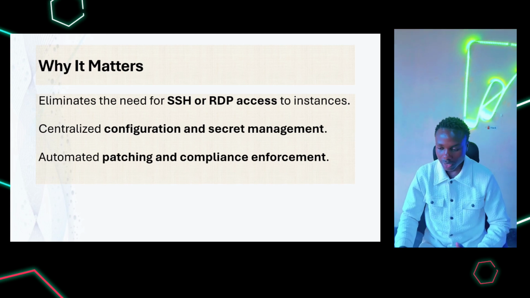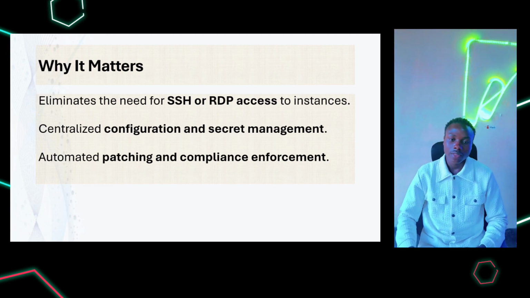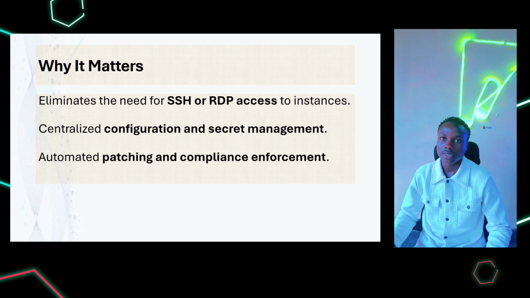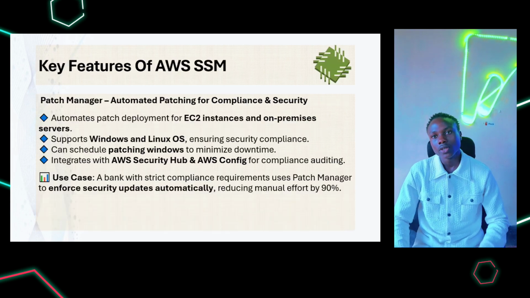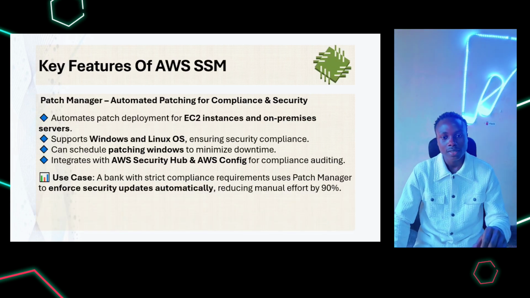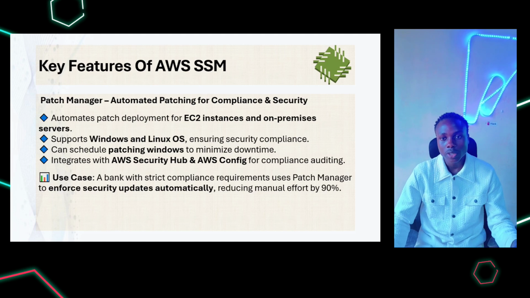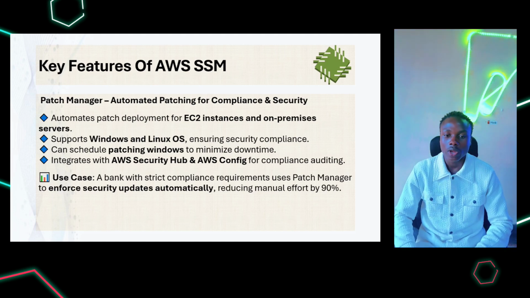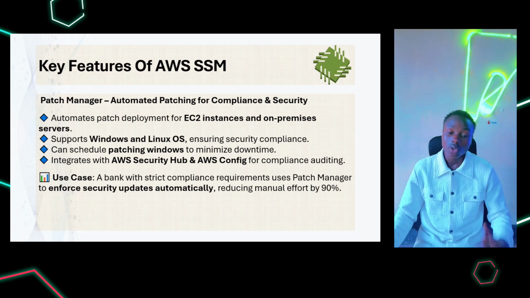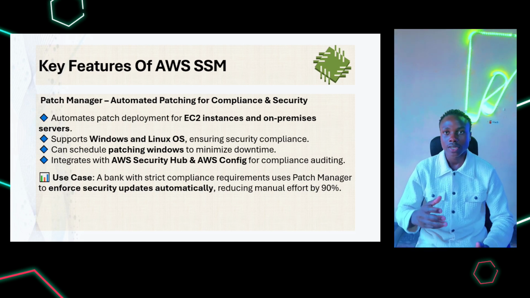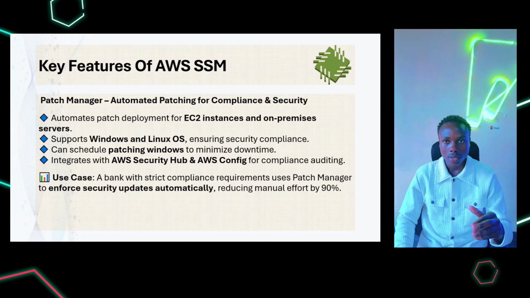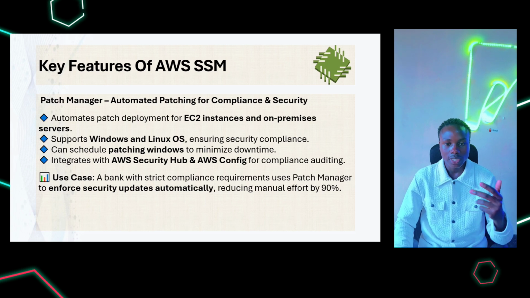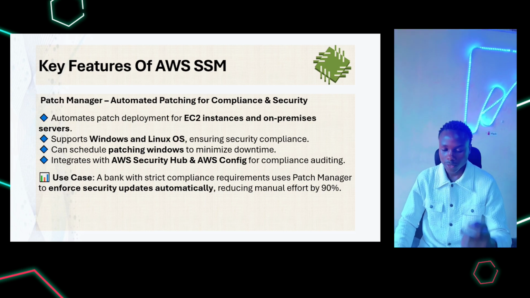The first reason for using AWS Systems Manager is that it eliminates the need for SSH or RDP access to your EC2 instances. Initially, you needed to SSH into EC2 instances, therefore requiring a Bastion host, which is also expensive for an organization. But in this case, you eliminate all that, and it also offers centralized configuration and secret management, so you don't need to hard code credentials into your code when provisioning requirements. Also, it has automated patching and compliance enforcement.